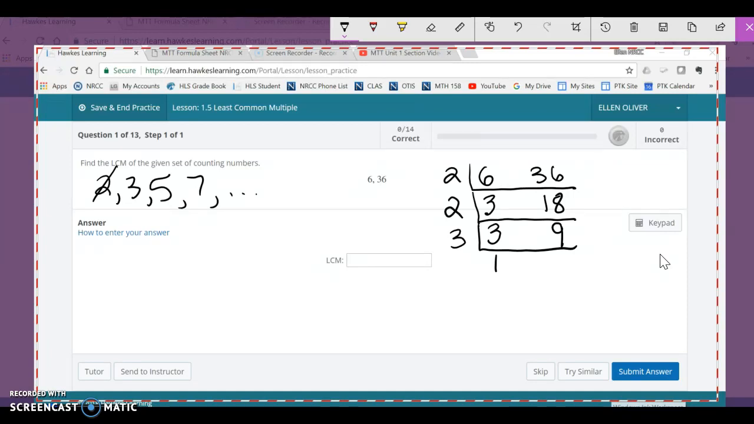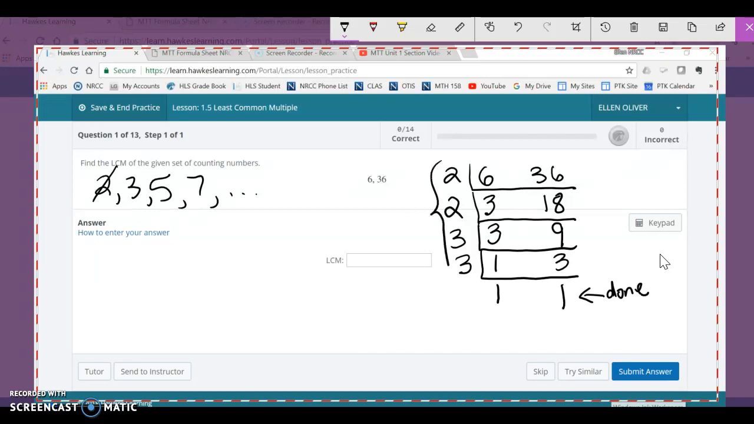3 goes into 3 once. 3 goes into 9 3 times. I'm going to keep going. As soon as I have a 1 here, I am done with that column of numbers, and I just drop my 1 down. And then I can use 3 one more time. 3 goes into 3 one time. So now I have only 1s down on my bottom row, so I'm done.